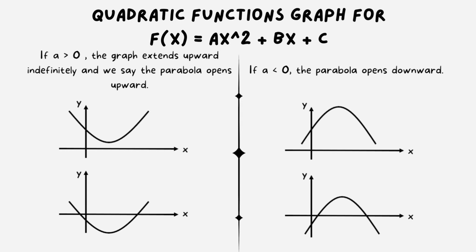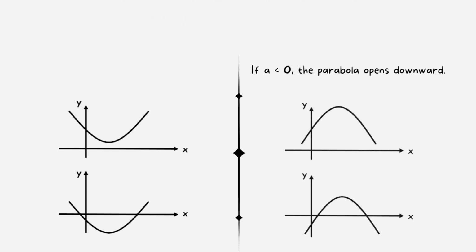Next, the quadratic function graph for f(x) equals ax² plus bx plus c. As you can see, if a is more than 0, the graph extends upward indefinitely, and we say the parabola opens upward. This means that the graph would be like a smiley U shape, whereas if a is less than 0, the parabola opens downward, and this means that the graph would be like a sad U shape.